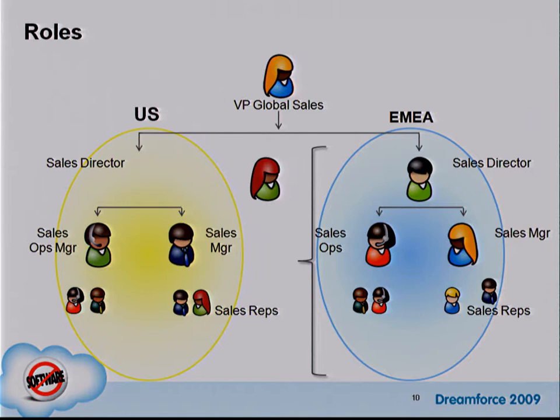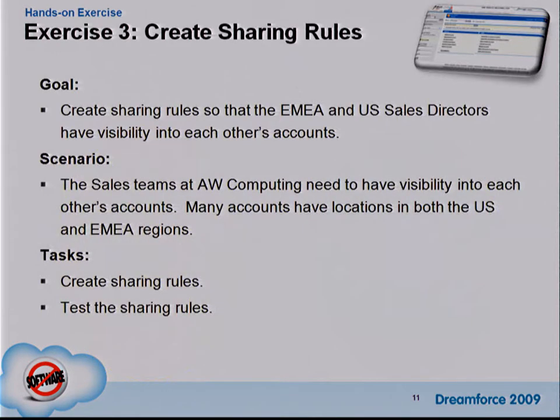Okay? So let's take a look at our next scenario. So we want to make sure that the EMEA sales region and the US sales region can see each other's information. They need to be collaborative on global deals, and at the moment, with the structure of the role hierarchy, they cannot see each other's information. So we're going to go into Salesforce, and we're going to take a look at how you can create a sharing rule to provide this information.